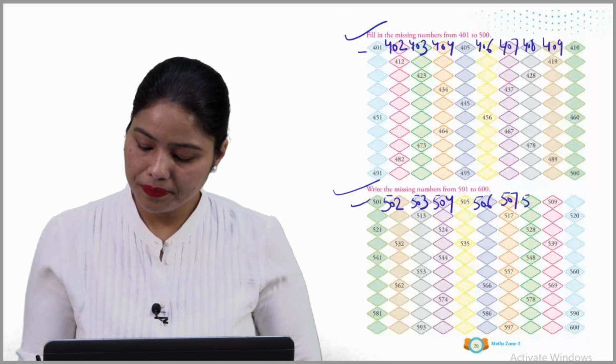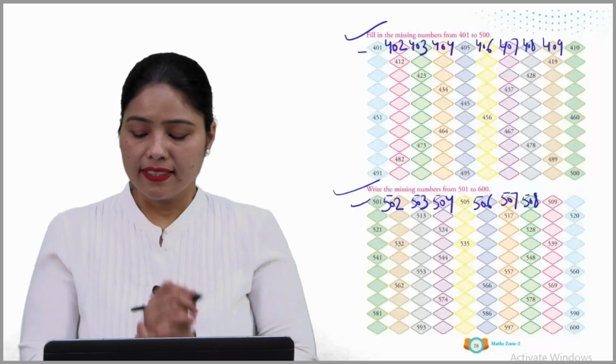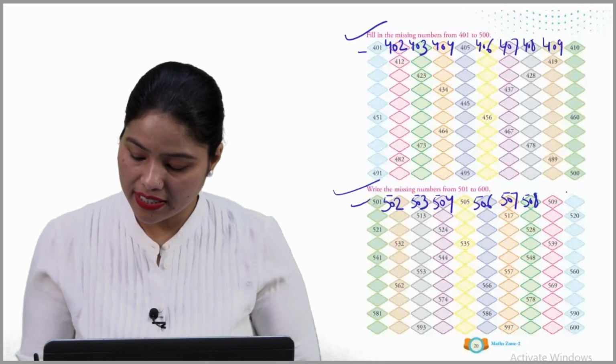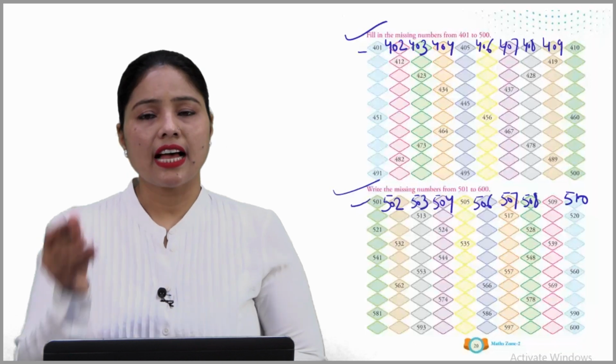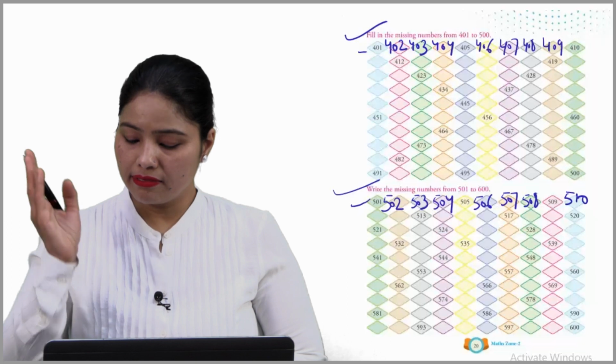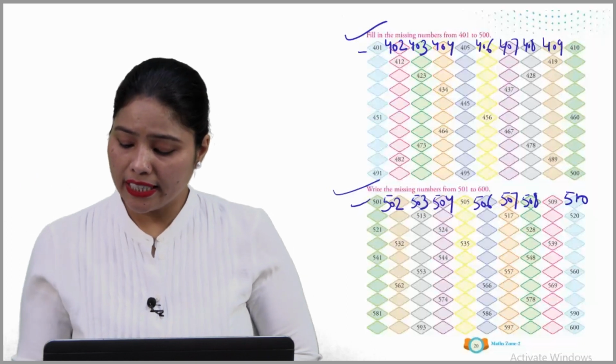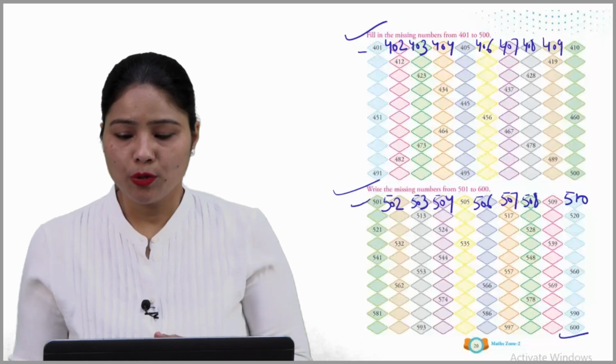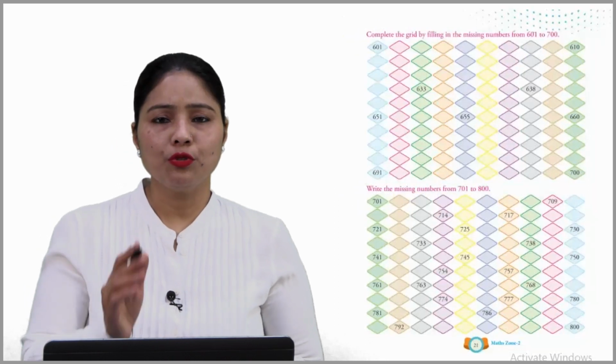507, then 508, then 509, and after that 510s. After 510s, 511, 512, then 513, then 514, till it goes to 600. Okay beta, this is how you have to fill.